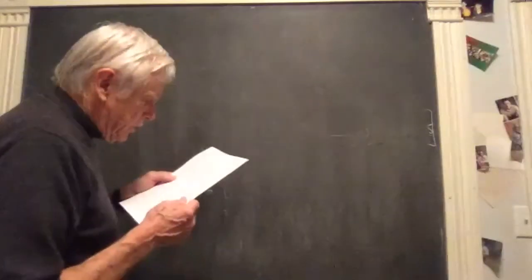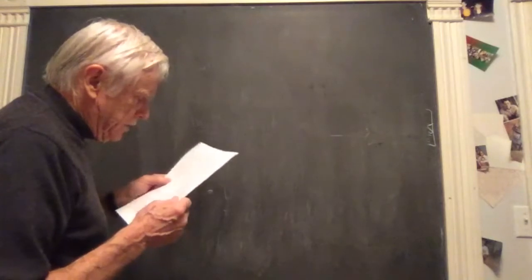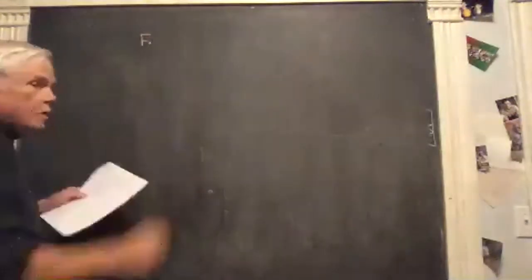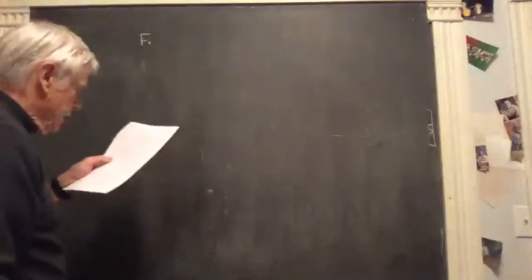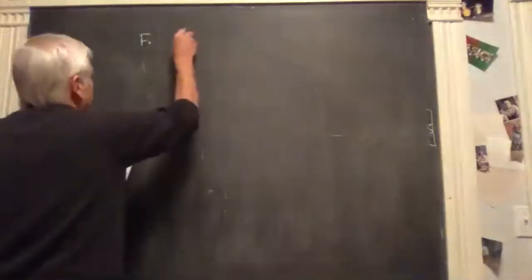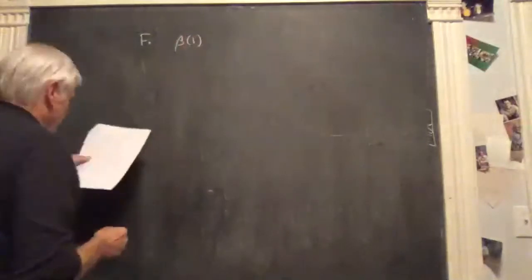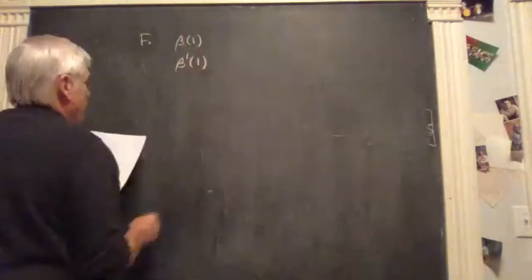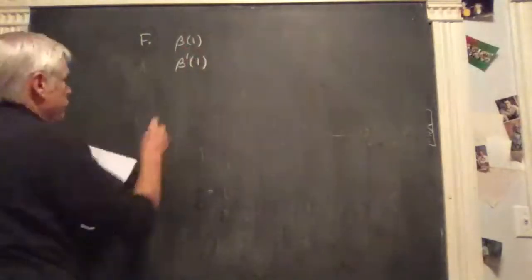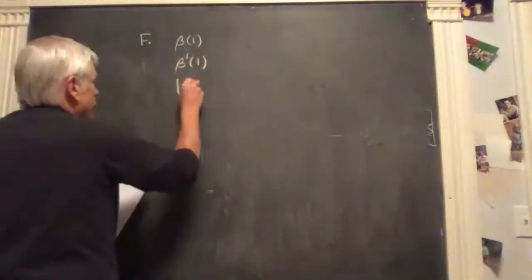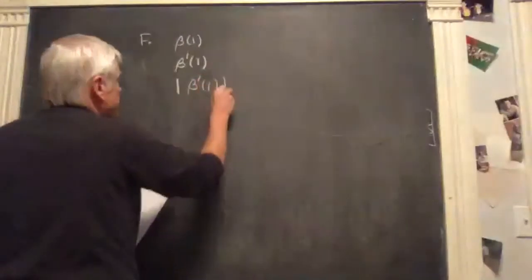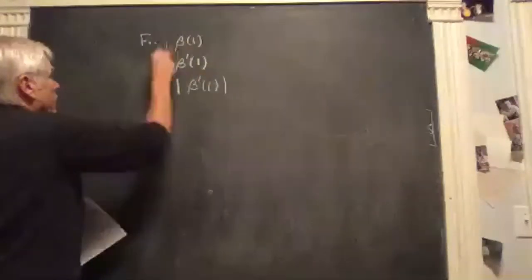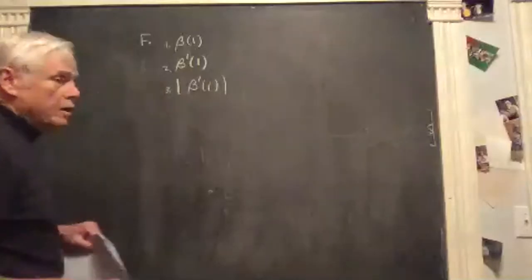Compute the position, velocity, and speed of beta at t equal 1. So F, the position at t equal 1 is beta of 1. The velocity, we already found, is beta prime of 1. And the speed is the length of beta prime of 1. So these are the 3.